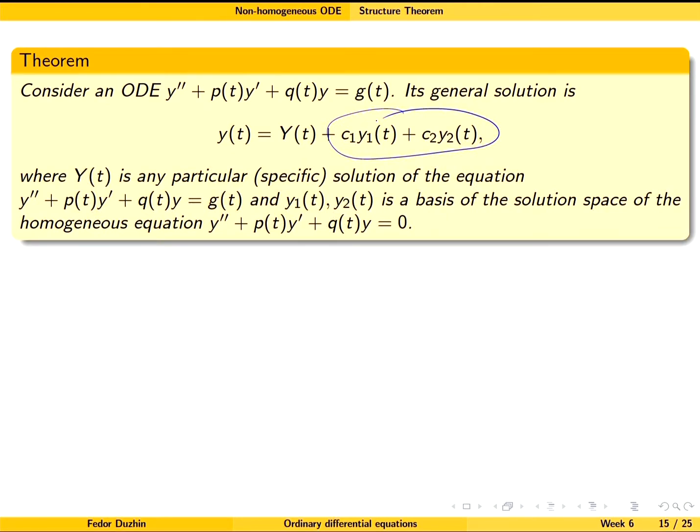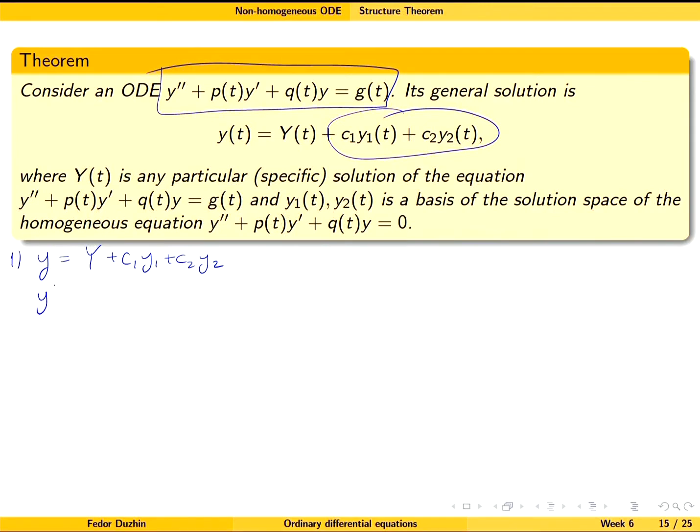To prove this theorem, we need to do two parts. The first part is we need to show that any function of this form is a solution of this differential equation. So let's do it. Suppose that our function y is expressed as y capital, which is a particular solution of the non-homogeneous equation, plus c1 y1 plus c2 y2, where y1 and y2 are linearly independent solutions of the homogeneous equation. Let us just substitute it into our non-homogeneous equation.